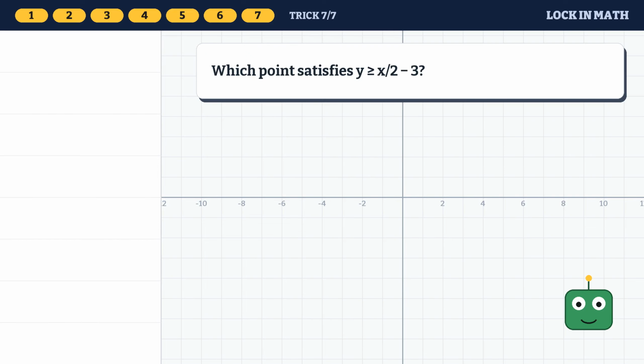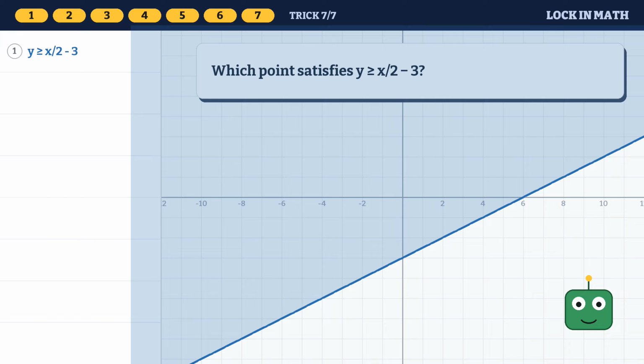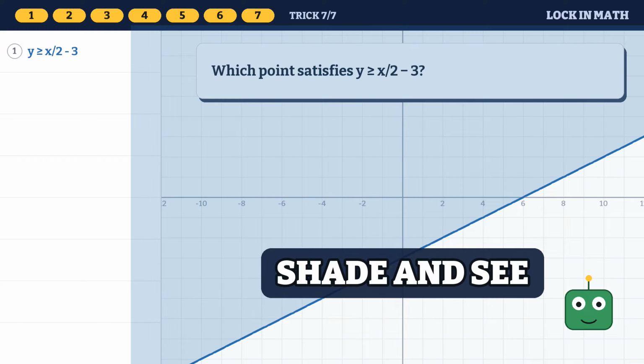Trick 7, inequalities with shading. Say you need points that satisfy y greater than or equal to x over 2 minus 3. Type the inequality, and Desmos shades the whole solution region. Now, check the answer choices. Whichever point sits inside the shaded zone wins. You're not testing 4 points by hand. You're just looking. Shading turns inequality questions into a game of darts.